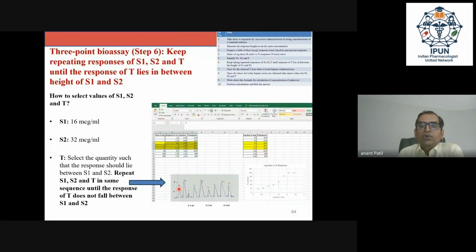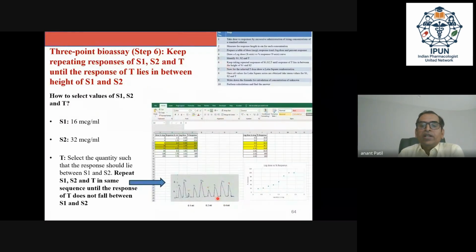So S1, I know I have taken 16. S2, I have taken 32. I can take any quantity of T here. For example, I have taken 0.1 ml. I don't know what the microgram is here, but I have taken 0.1 ml. I got only a minor response. But my theory says that this response should fall between these two. Then I double the concentration. T is coming here, S1, S2 is here. Again, it is not falling between, because it's still smaller than both of them. But here at 0.4, my response is falling between S1 and S2. So that 0.4 becomes my test concentration for going ahead to step number 6.